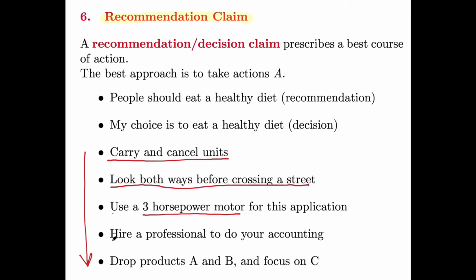I assert that if you're starting a small business and you don't have specific training in accounting, hire a professional to do your accounting. I assert that if you're manufacturing 3 products, we have a discussion and talk about them. At the end of this, I assert that, hey, drop products A and B and just focus on C. Your company will be better off. So these are all examples of recommendation or decision claims.